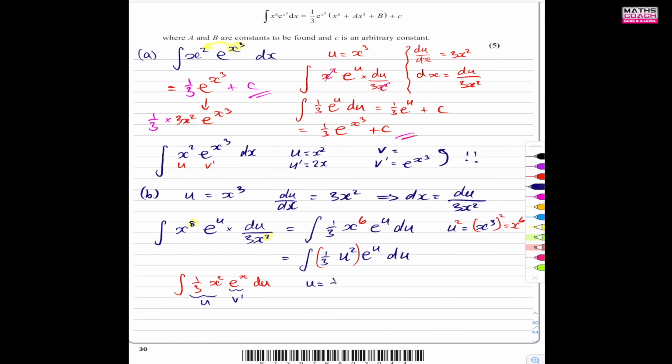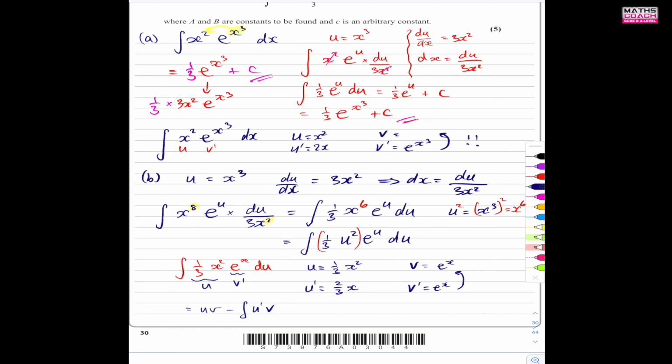So u equals a third of x squared, so u dash would be 2 over 3 x. V dash equals e to the x, so v equals e to the x, because e to the x integrates back into e to the x. So by parts formula, uv minus integration of u dash v. So u times v gives us a third of x squared e to the x minus integration of u dash v. So u dash times v, if we multiply them together, we get 2/3 out of that. So I'm going to put the 2/3 outside the integral. So we get 2/3 of x e to the power of x.